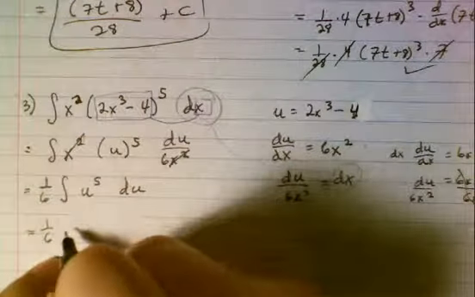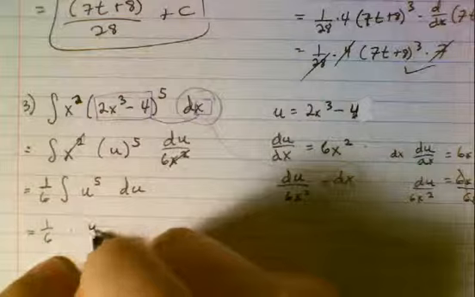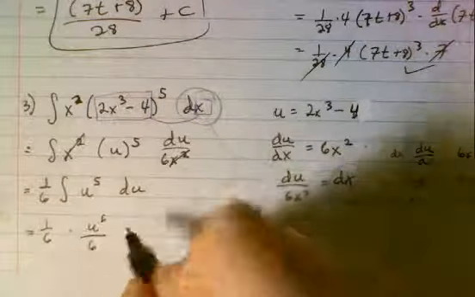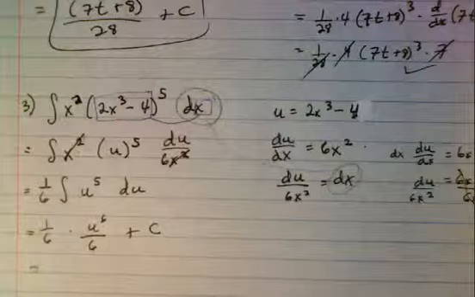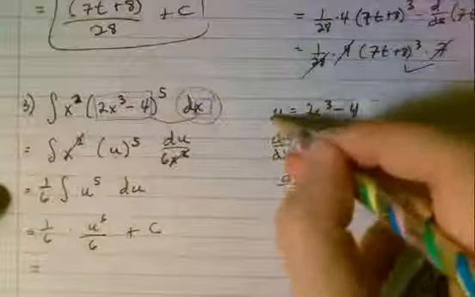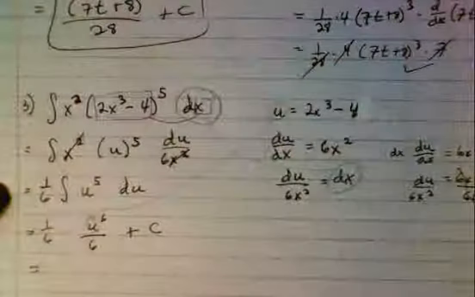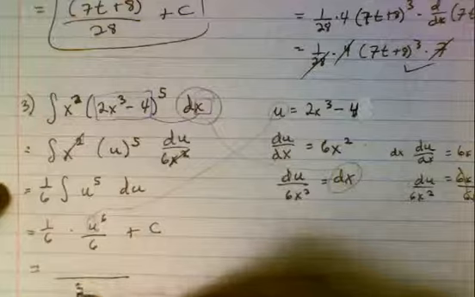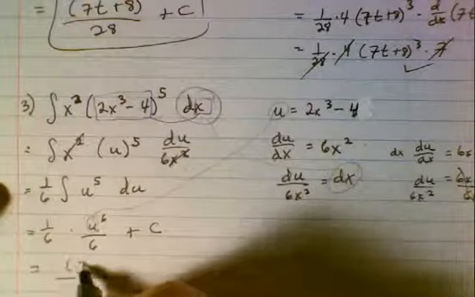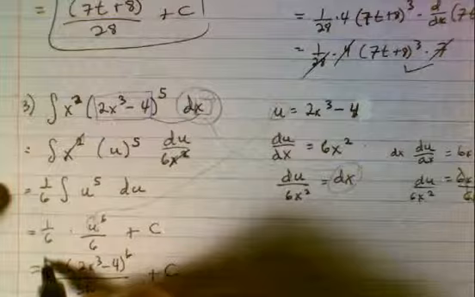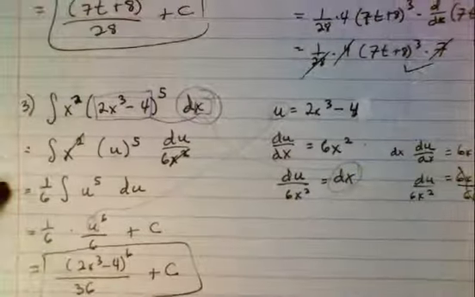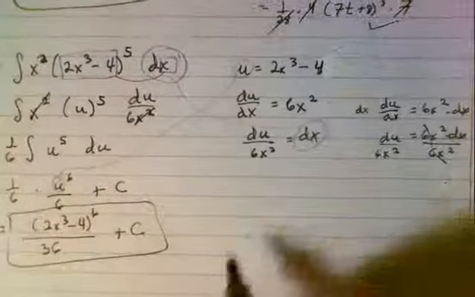So the 1/6 is along for the ride. We increase the exponent by 1, divide by the new exponent, plus c, and then we got to make sure that we have the same variables that we started with, so the u goes back in here. 6 times 6 is 36. So we get 1/36 times (2x cubed minus 4) to the 6th power plus c. Always go back and check your work.